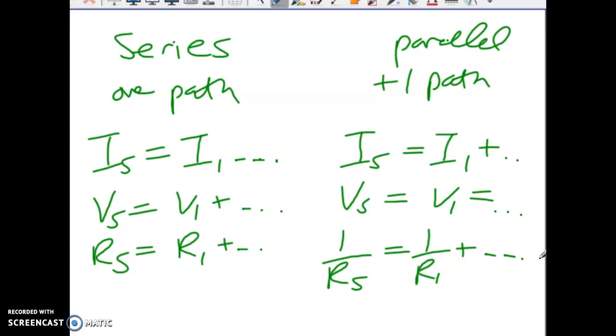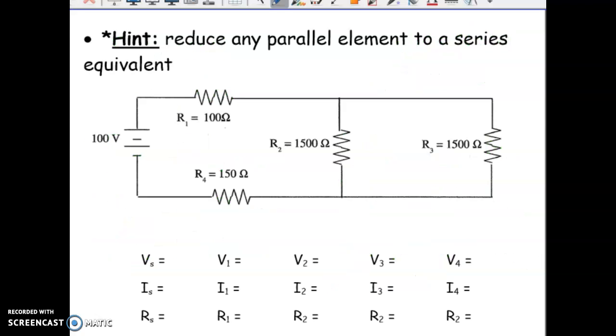Okay, so let's just start taking a look. The best way to approach these is you first have to realize what is in parallel and what is in series. And the goal is really to combine different sections so you can eliminate information and get it down to a series equivalent. Okay, so what do I mean by that?